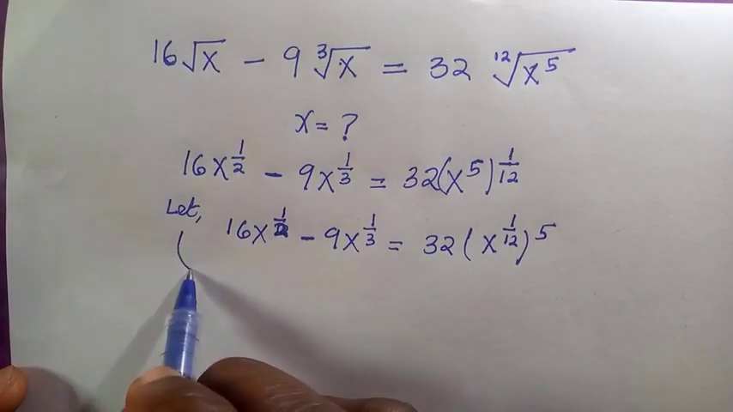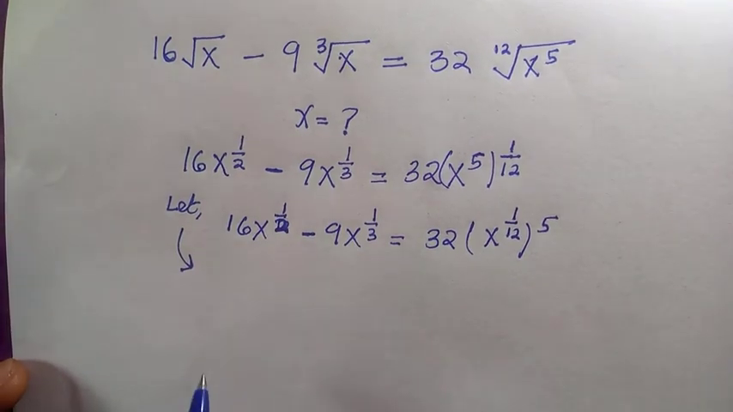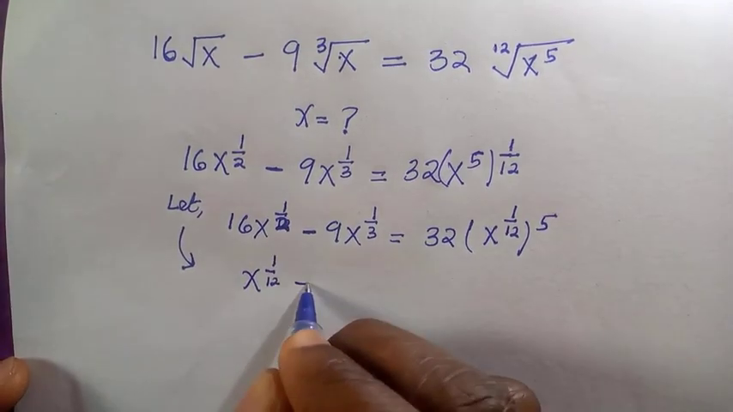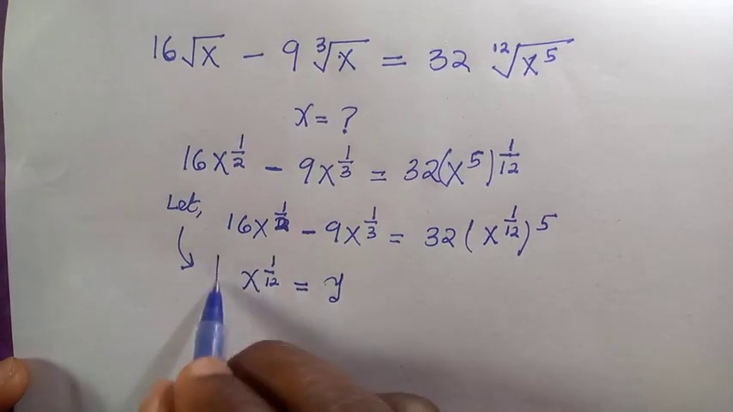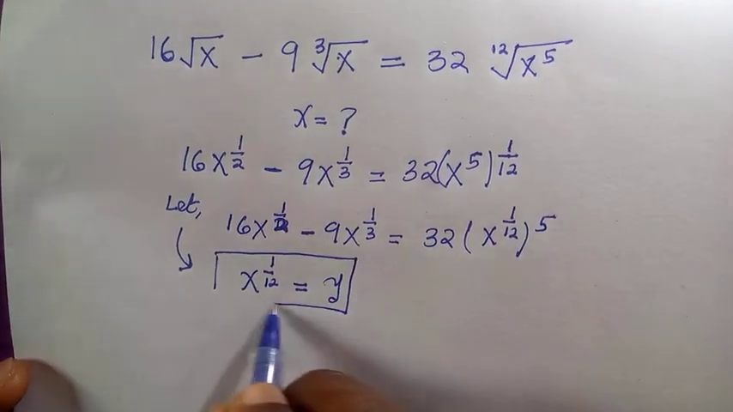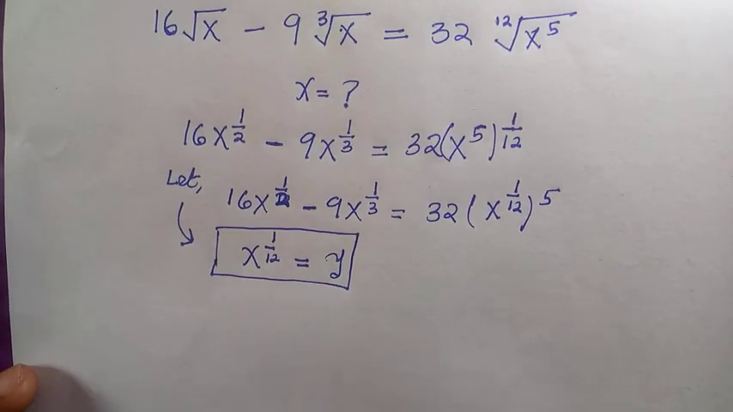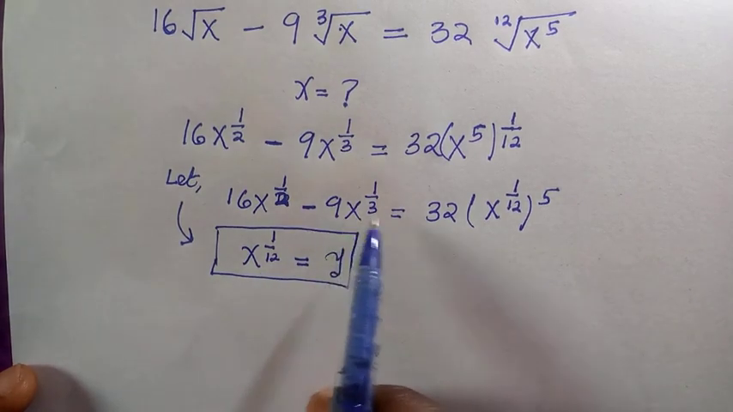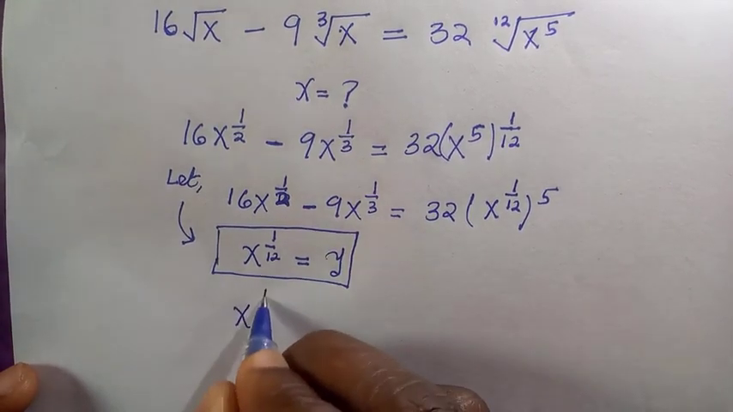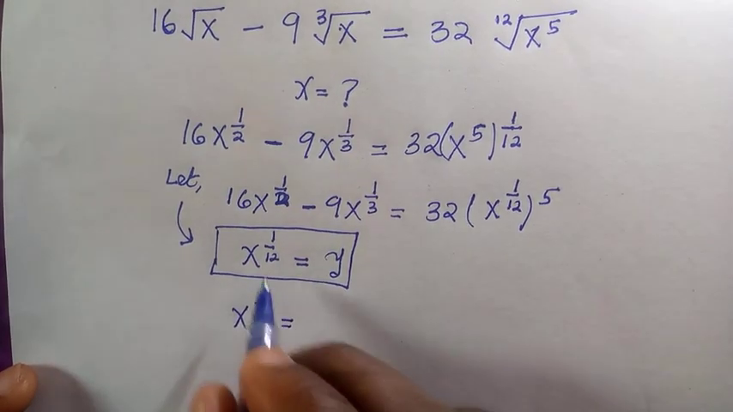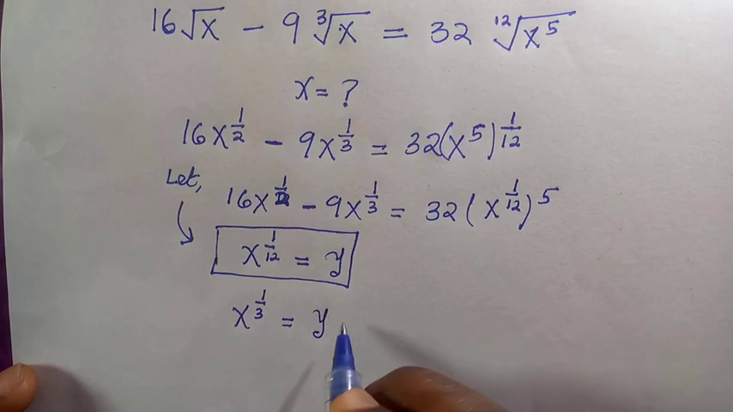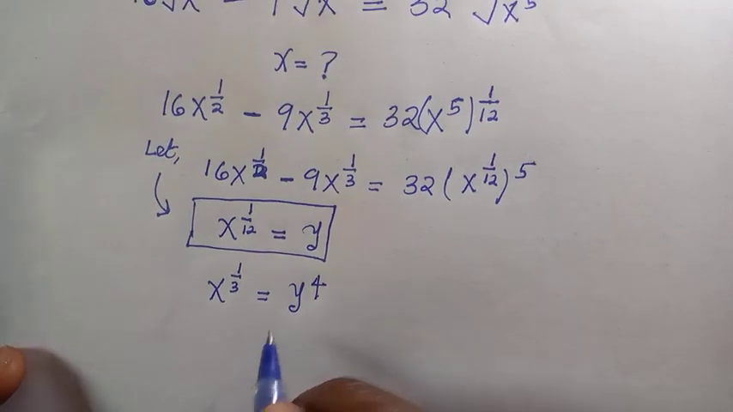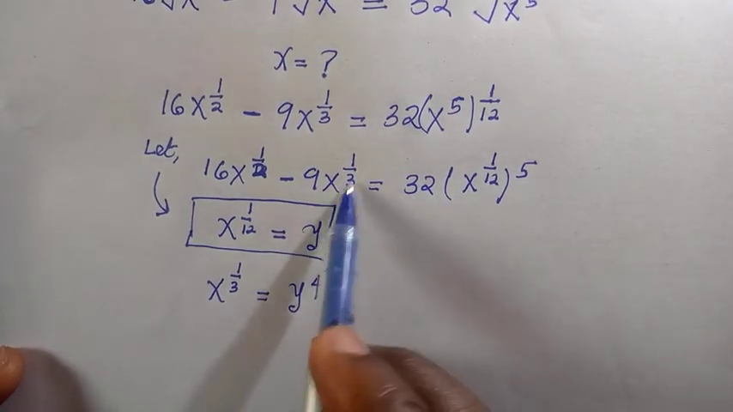And so I'm going to consider the power with the least root, which is x raised to the power of 1 over 12. So if I let this one equal y, this will be the main assumption. Then from this I can derive x raised to 1 over 3, which is y raised to the power of 4, just like I take the fourth power of both sides, the one I circled. Then we have x raised to the power 1 over 3 equals y raised to the power 4.